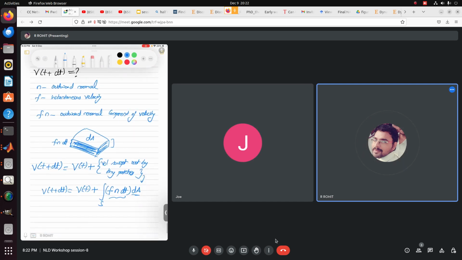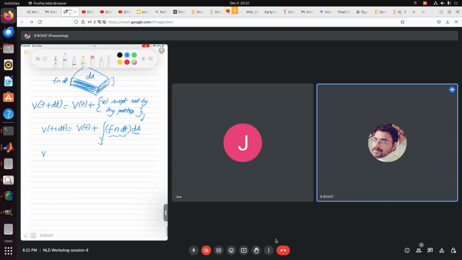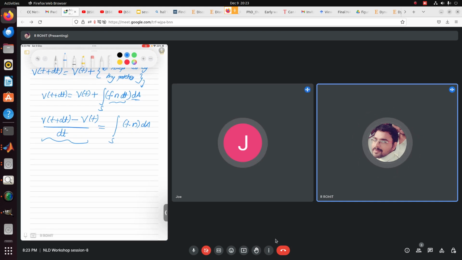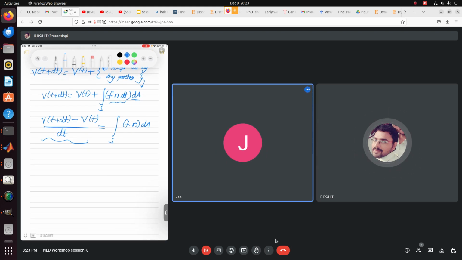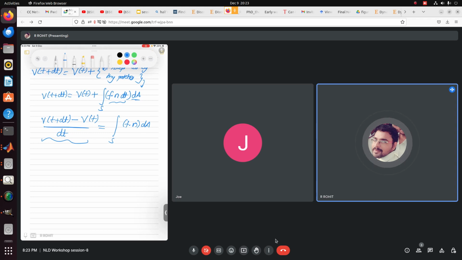Now if you rearrange it, you can see that delta V is nothing but V of t plus dt minus V of t, and if you take the dt down here, you are left with the surface integral of f dot n dA. And if you remember the differential equation, the derivative of a system is nothing but V of t plus dt minus V of t by dt. So this is nothing but V dot, and this is the surface integral.